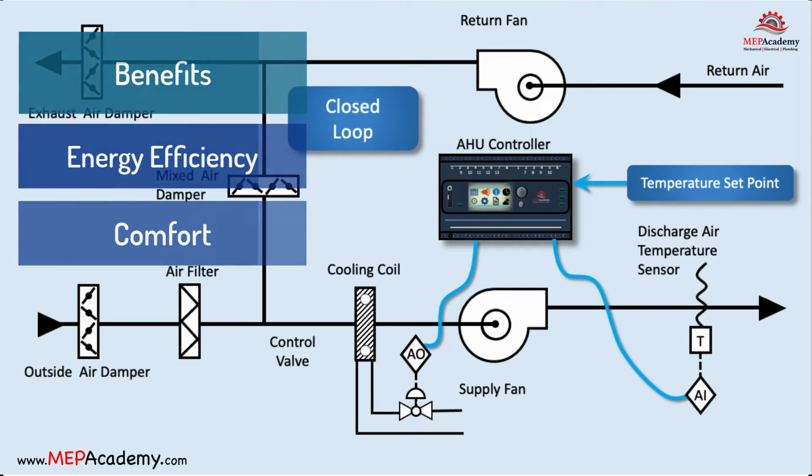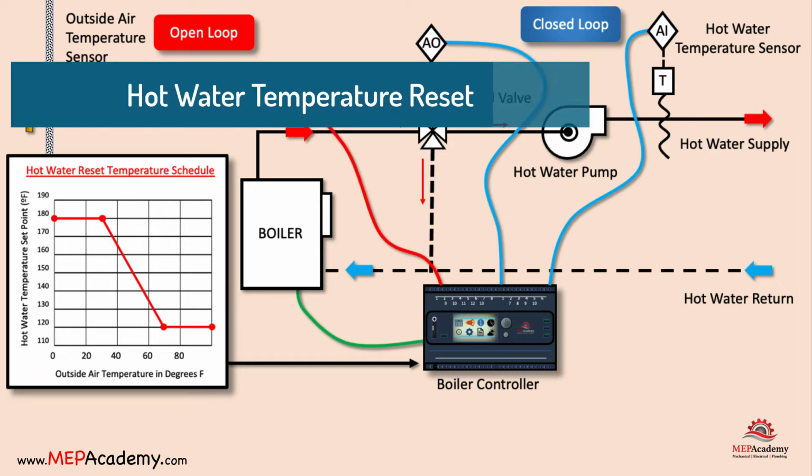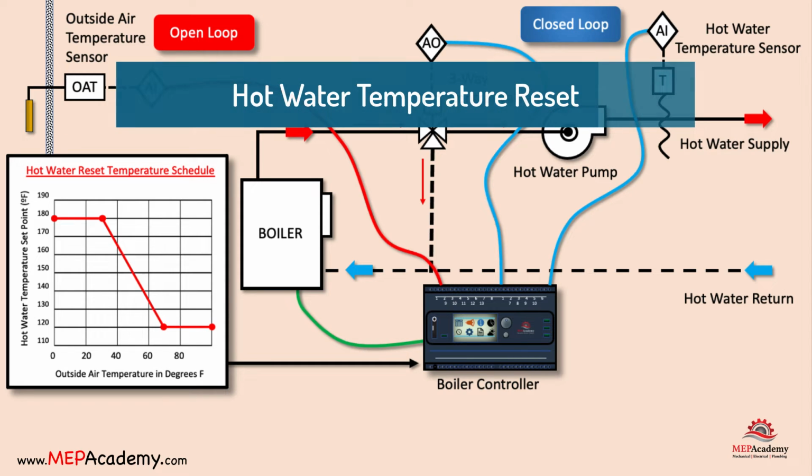In summary, a closed loop system using a discharge air temperature sensor and a coil control valve allows for real-time adjustments to maintain a stable and desired supply air temperature from the cooling coil or heating coil in an HVAC system. Open loop system for heating hot water temperature reset.